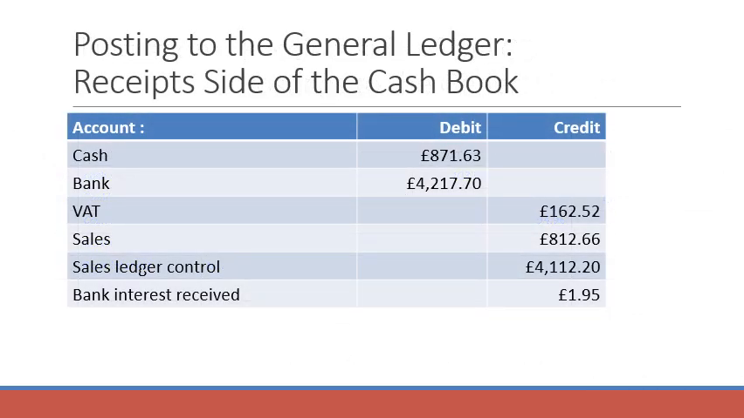So to summarise our postings to the general ledger, here I've got the cash and bank accounts where we'll debit the totals in our cash book to those two accounts in the general ledger, and the analysis of the receipts, all of those columns will be credited to their respective account in the general ledger. Again, do note that the total of your debits should equal the total of your credits.